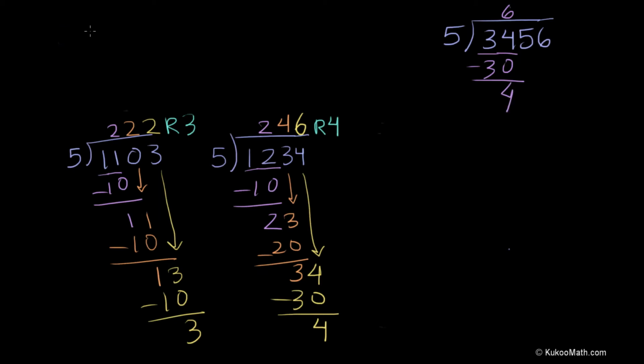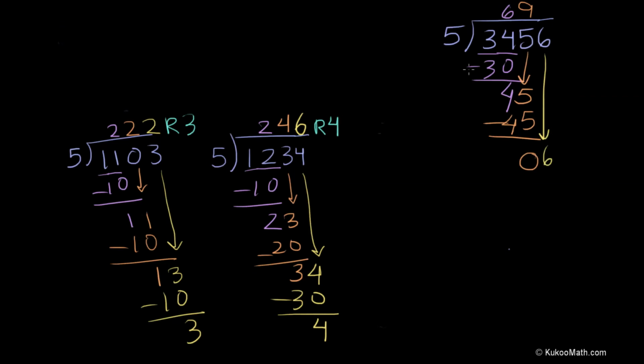Then we bring down the next number, 5. Now we have 45 divided by 5. If you know your multiplication tables, you know in your heart that this works out perfectly, because 45 divided by 5 is equal to 9. 9 times 5 is equal to 45. When you subtract, you get 0. Then we bring down the last number, 6.